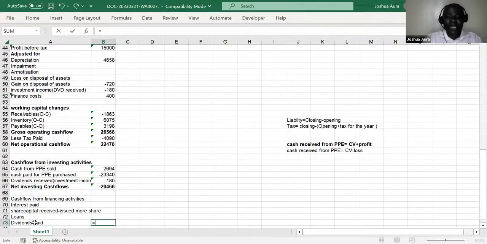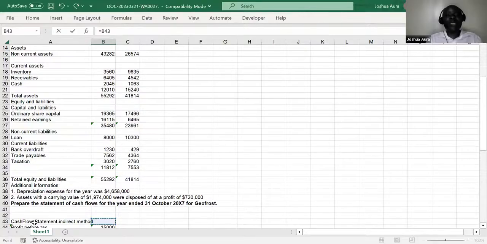Dividends paid. So here, dividends paid, we use retained earnings. And if you're using retained earnings, ladies and gentlemen, then what do we do? Remember, retained earnings falls under liabilities. It's like a liability, right? It falls under equity and liabilities. So then we should talk of closing minus opening. All right. So under retained earnings, closing is here for 2017. You say minus opening. It will be important to put this opening in brackets. So you put this in brackets here, and pick the opening here.